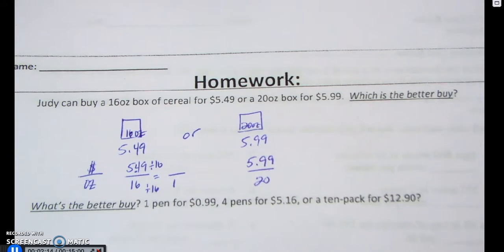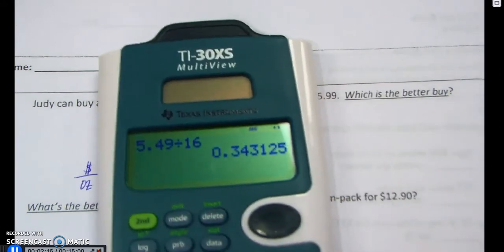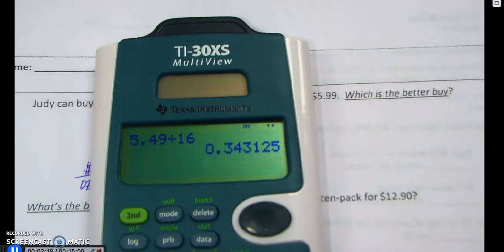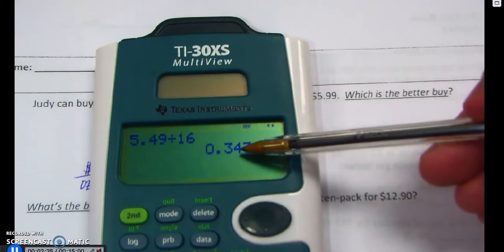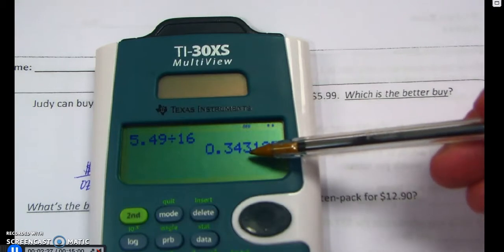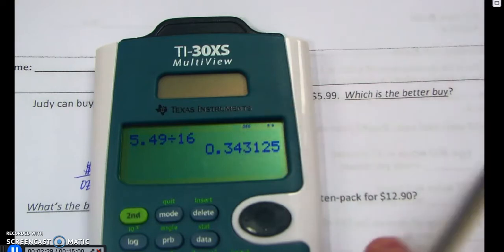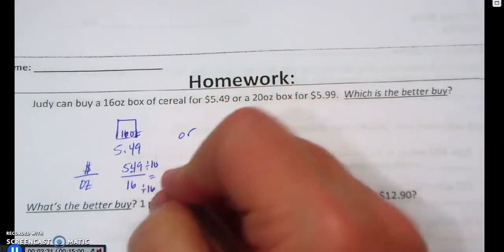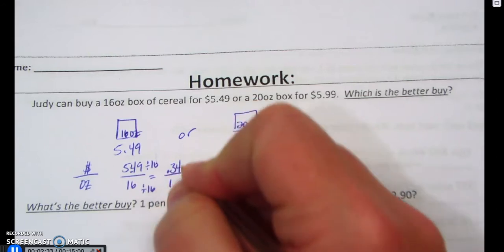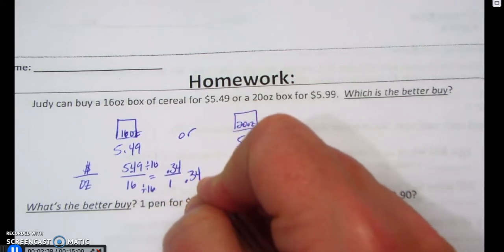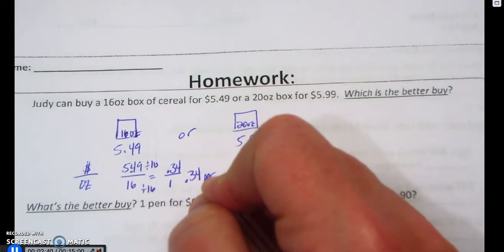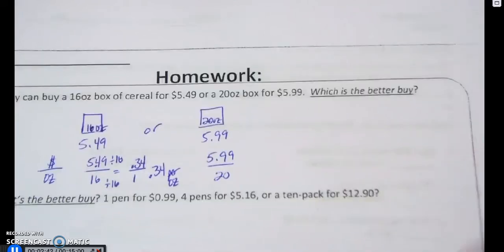$5.49 divided by 16 gets me this right here. I want you to look at what it gave me. $5.49 divided by 16 ounces gets me this right here. Where I'm talking about money, and money goes to the hundredths place. Alright, so when I look next door at the 3, this is going to be 34 cents. Okay, it's not going to round up to 35 cents. So, it's 34 cents per ounce.